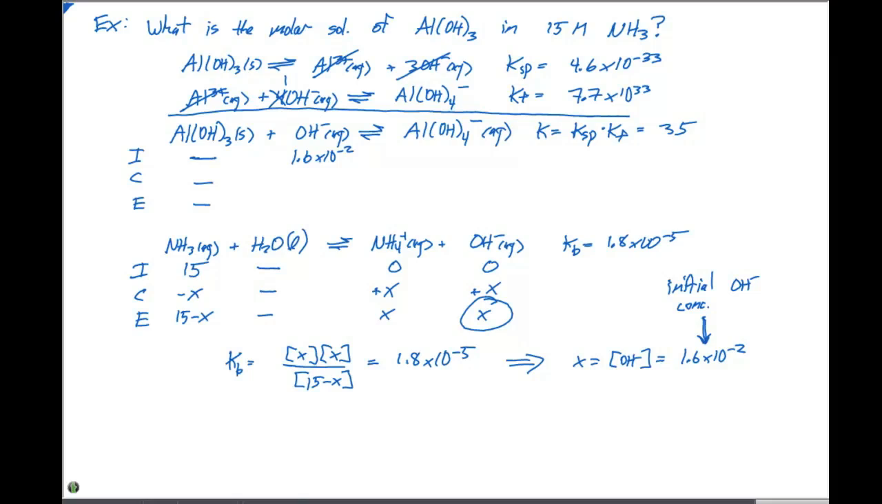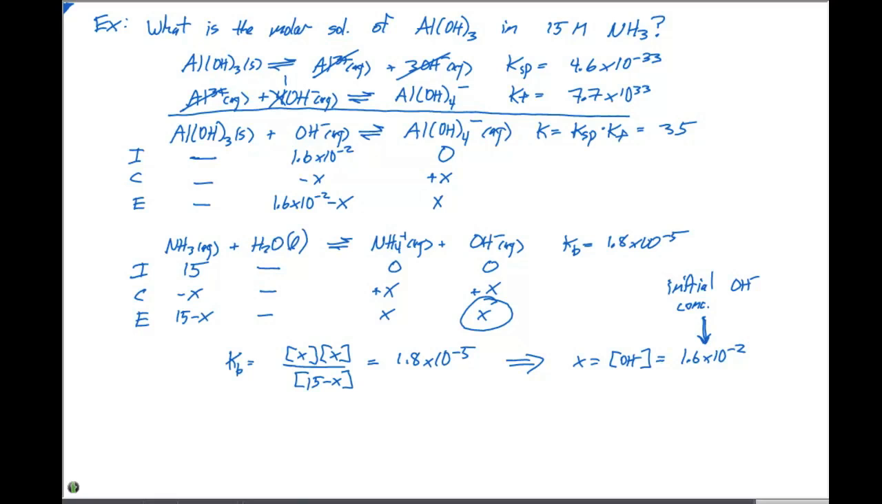And in this particular equilibrium, initially we don't have any concentration of our complex ion, but when we allow this to reach equilibrium, we're going to have minus x for the concentration of the hydroxide ion and plus x for the concentration of our complex ion. So at equilibrium, our OH minus concentration is going to be 1.6 times 10 to the minus 2 minus x, and our complex ion concentration is going to be x.